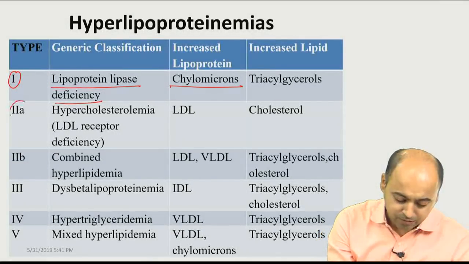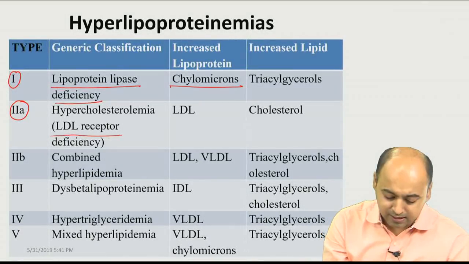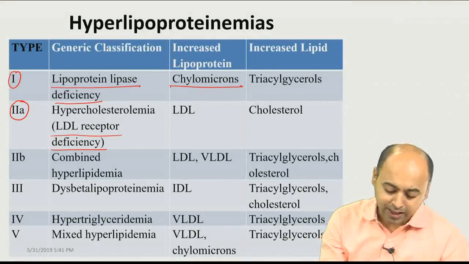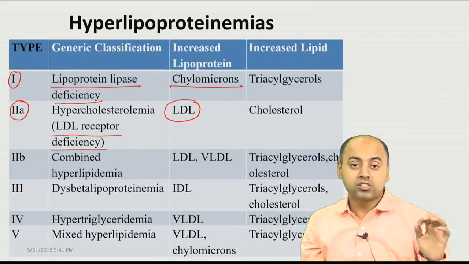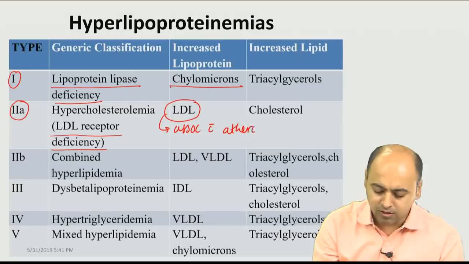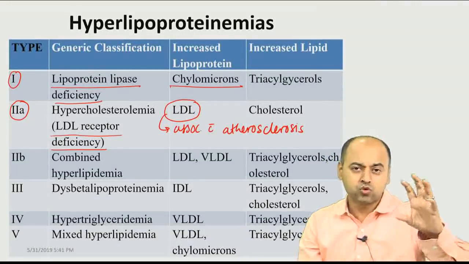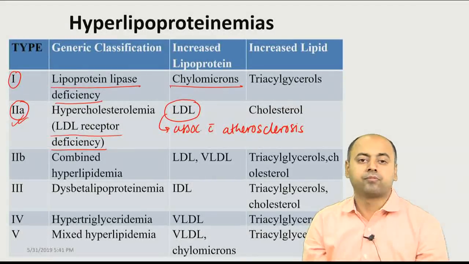Coming to type 2A, which is again very frequently asked. Here you can see the defect is in the LDL receptor. LDL receptor is deficient, resulting in accumulation of LDL. This is very, very important because it is very commonly asked, since LDL, as you very well know, is associated with atherosclerosis. As a result, among all the hyperlipoproteinemias, the strongest association with atherosclerosis will be for type 2A.